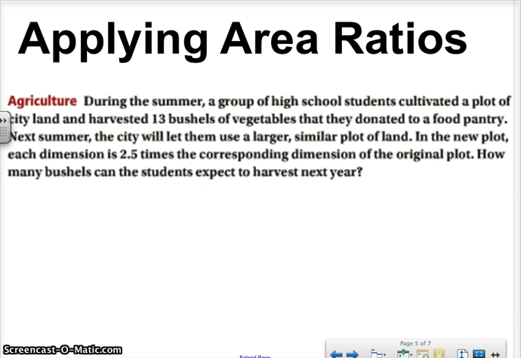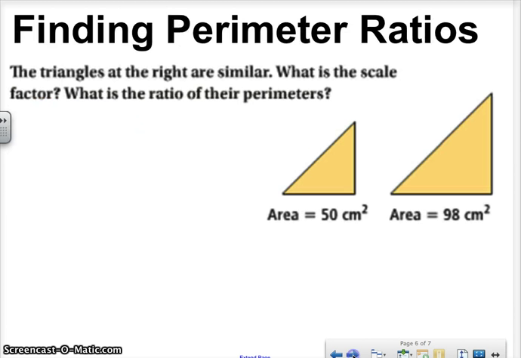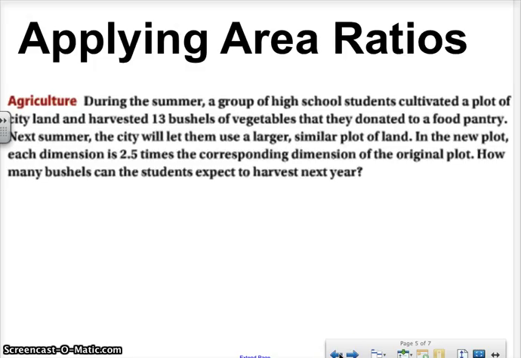Last one I'll show you. Alright, I guess I might have two more. So, this one, same idea, just a word problem. During the summer, a group of high school students cultivated a plot and harvested 13 bushels. That's going to be important. Next summer, the city will let them use a larger, similar plot of land.